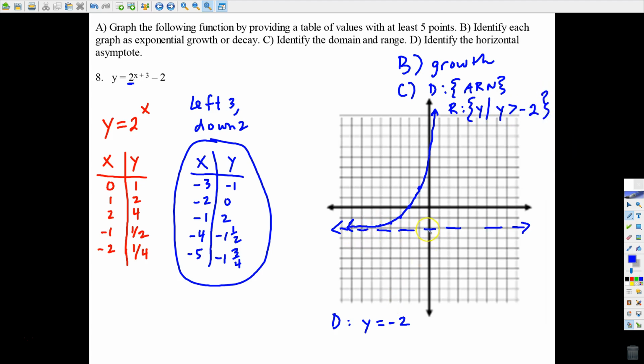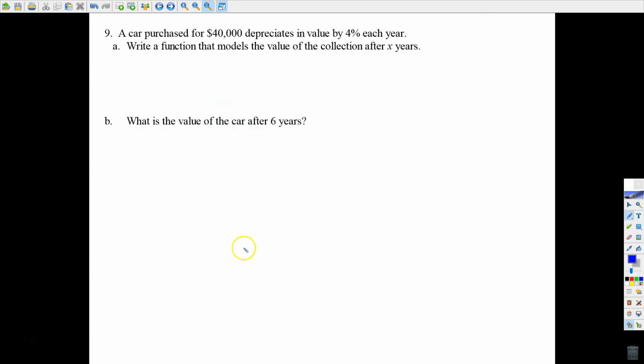Not equal to -2, because we'll never reach that line y equals -2, but it will be all the y values above -2. And I believe we got all the things we were asked to do, so that's your answer for number 8. Number 9, this is an example of exponential decay.